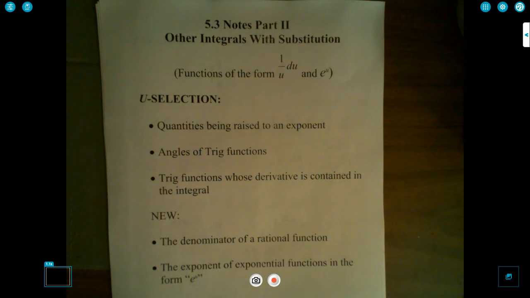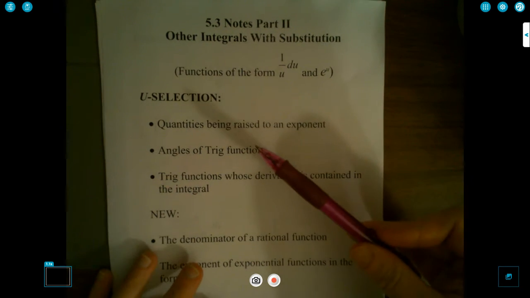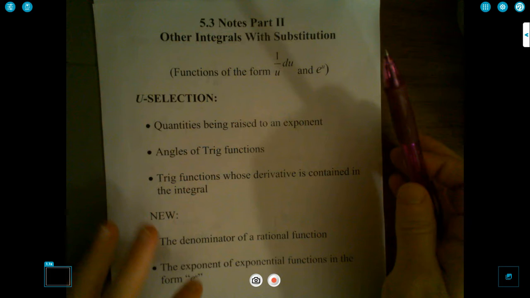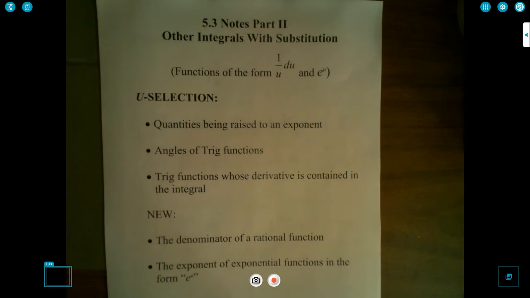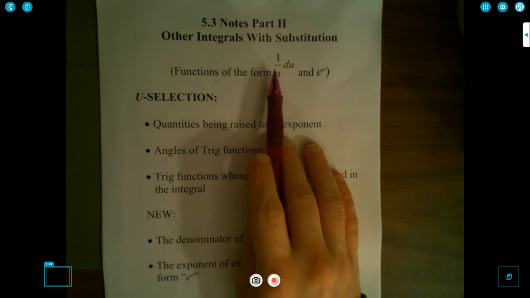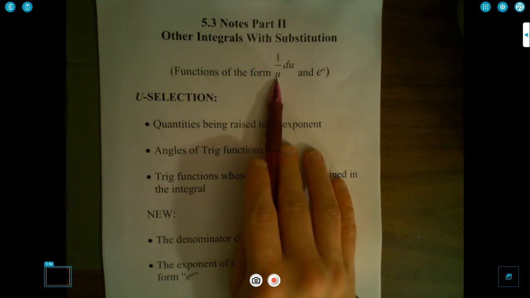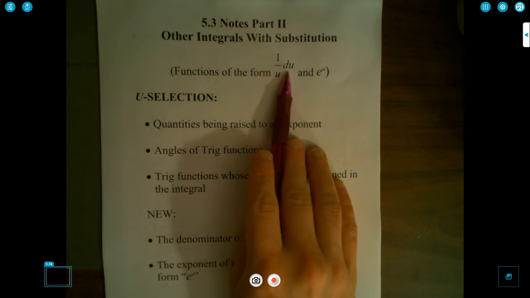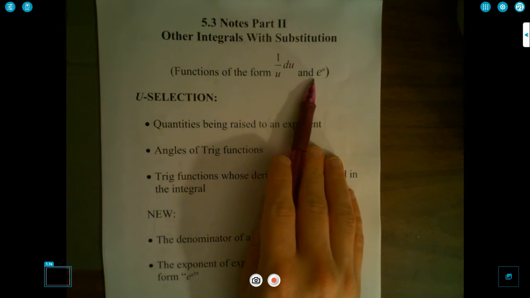All right. So we're gonna look at 5.3 Part 2. We're gonna introduce some new scenarios with substitution that we could possibly have. We're gonna look at rational functions, so ones where we could substitute in for the denominator and be left with 1 over u du. And we're also gonna look at exponentials with base e.